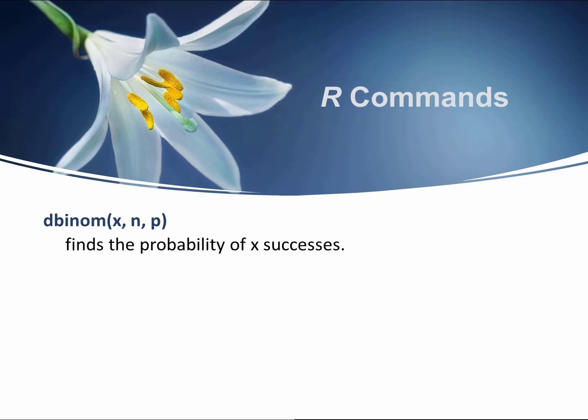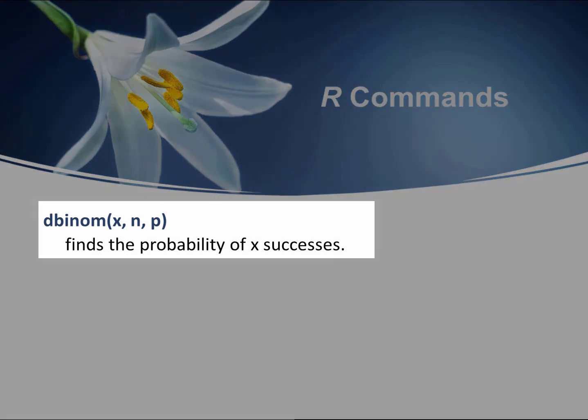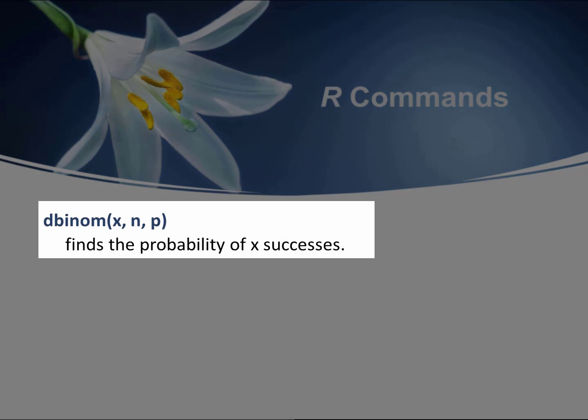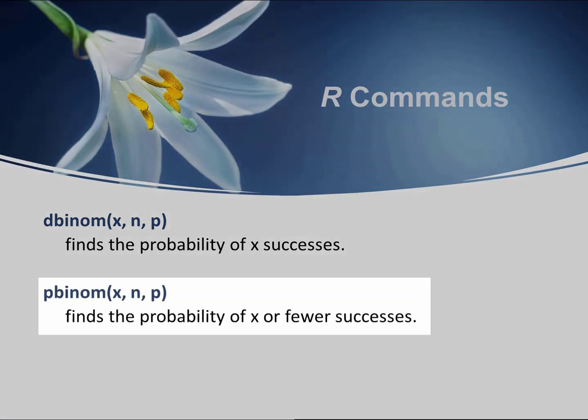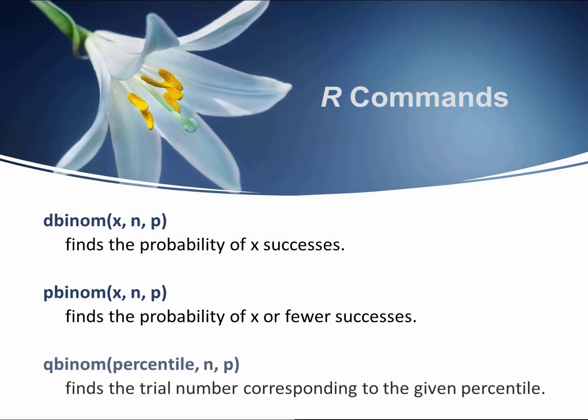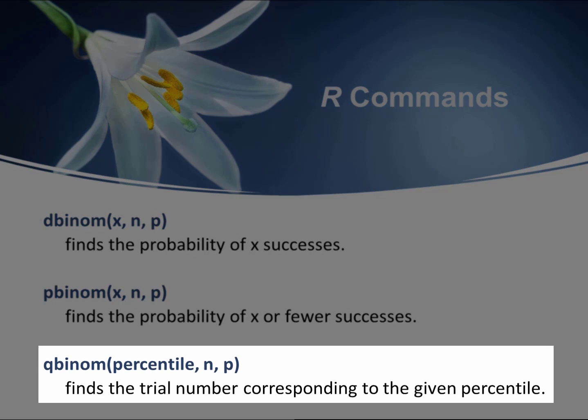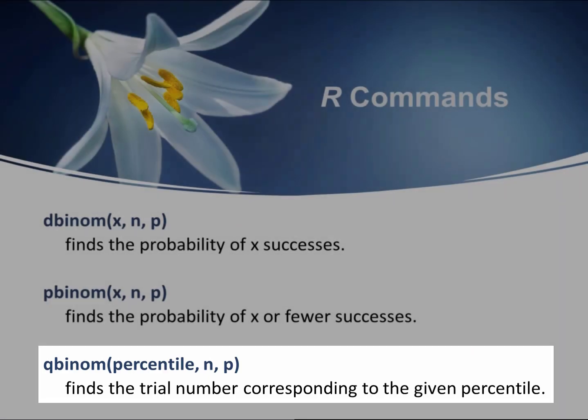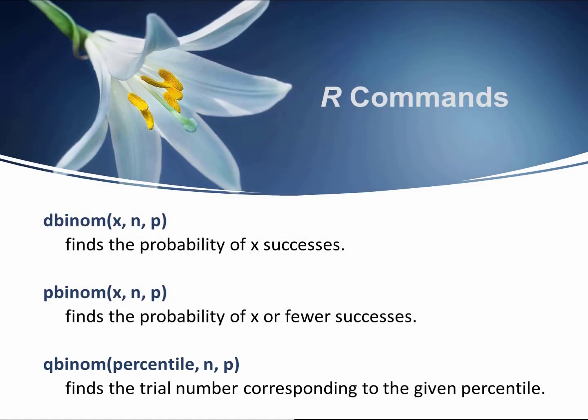In R, there are several commands associated with the binomial distribution. The dbinom x, n, p command finds the probability of exactly x successes. The pbinom command finds the probability of x or fewer successes. The qbinom command with parameters percentile, n, p finds the trial number corresponding to the given percentile. Let's look at an example.